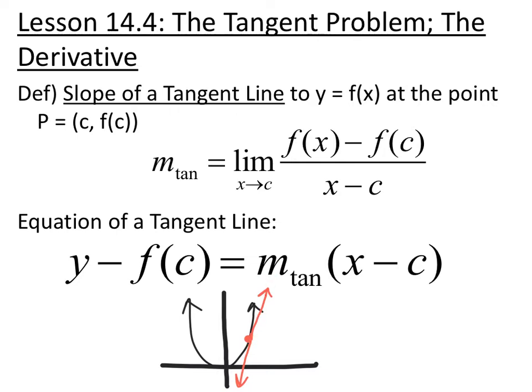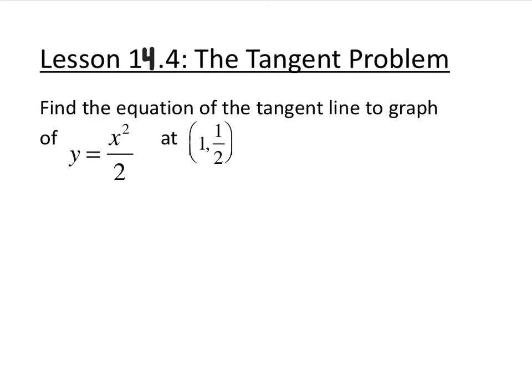the rock would take. So the slope of the tangent line is the function minus the y-coordinate of that function over the x minus the x-coordinate, and then take the limit as x approaches c of that. And then you can plug that into the equation of a line with your x-coordinate and your y-coordinate at that specific point. So using that, find the equation of the tangent line of y equals x squared over 2 at (1, 1/2).